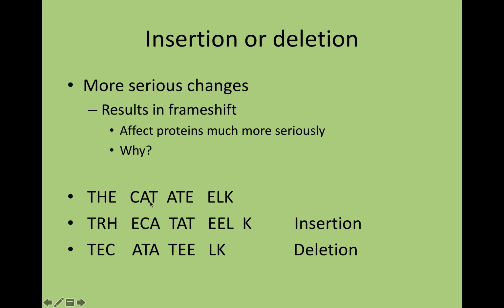Here's that same example of the cat ate elk. We inserted the R here, sorry, not the E. But you can see why I made the mistake here, because inserting that R, we shift everything to the right. So rather than the sentence saying the cat ate elk, we now have something completely meaningless. That would completely change the protein sequence for that cell. A deletion here, we have a deletion of the H. And again, a completely meaningless sentence.